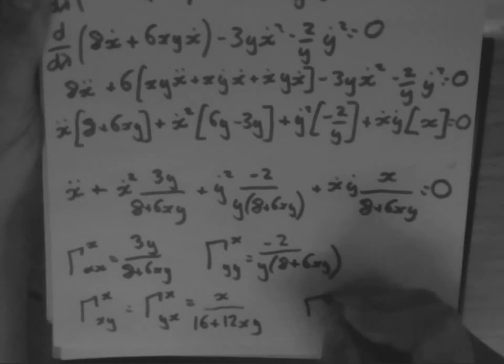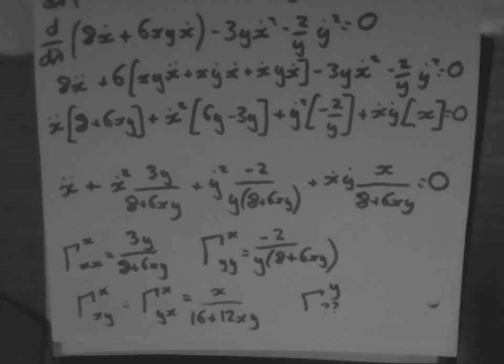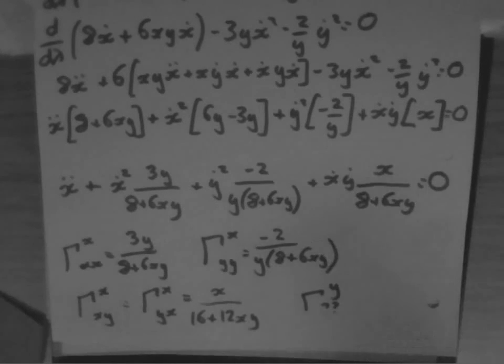You go through the whole thing again and work out your Christoffel symbols for your y, and that would give you 1, 2, 3, 4, 5, 6, 7, 8. The 8 Christoffel symbols needed for this particular fairly bizarre metric.